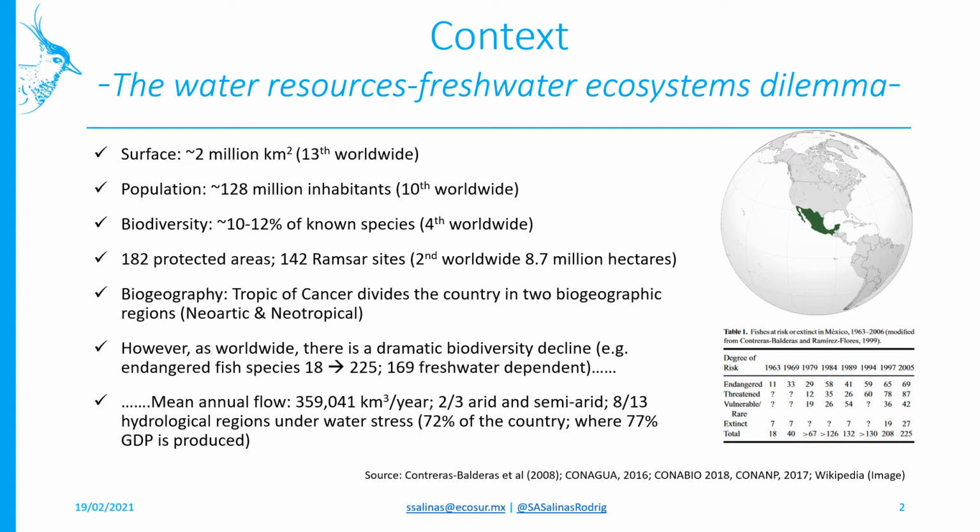Despite the relative large amount of renewable water resources, Mexico is a country with natural scarcity given its also large extension of arid and semi-arid climates. Historically, water has been allocated for productive use without sustainable limits of abstraction, which has increased the water stress to nearly 75% of the country, where 77% of the gross domestic product is produced.